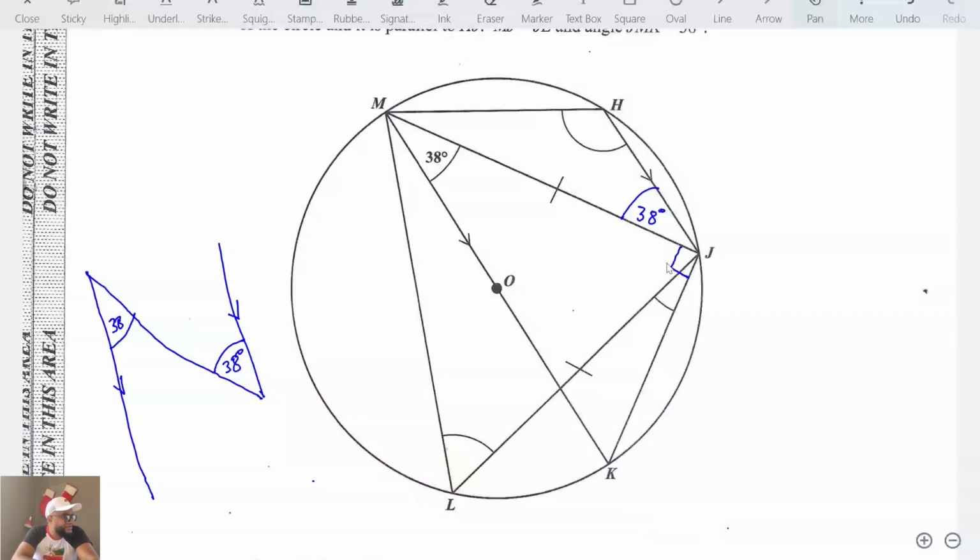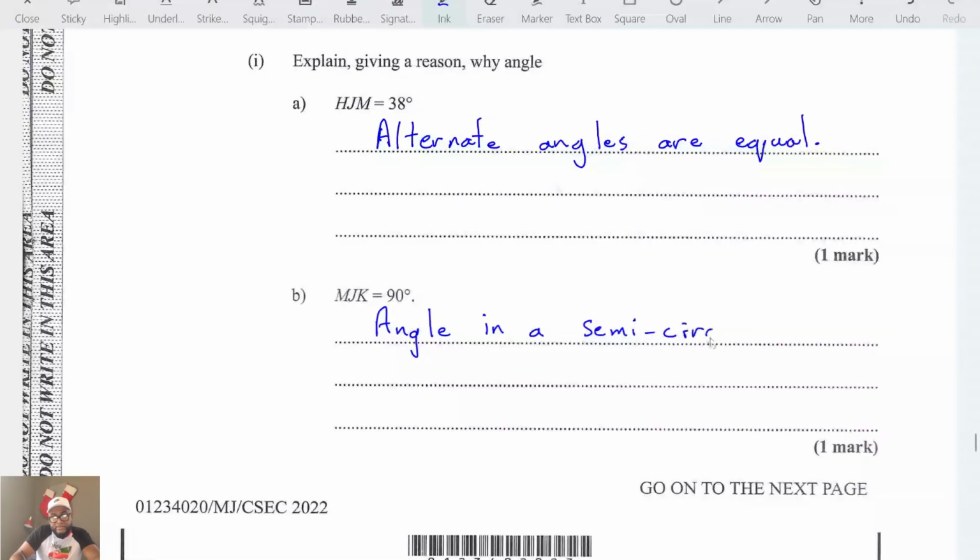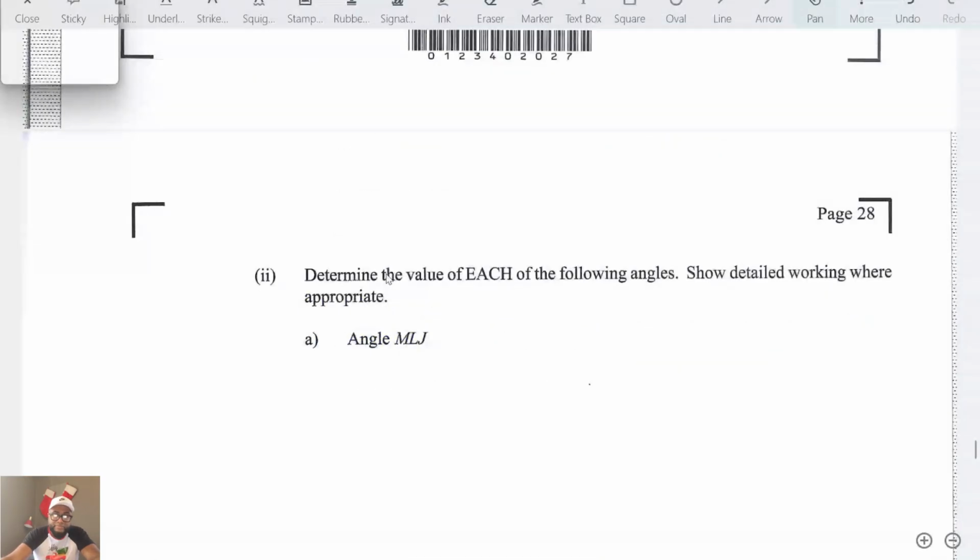Kyle, go ahead. I can't remember the name, but an angle that touches the circumference is 90 degrees, something like that. I'm trying to find it. That's not what we call it. Anybody know it? So Andrew and Mia call it out: angle in a semicircle is 90 degrees. Everybody good there?